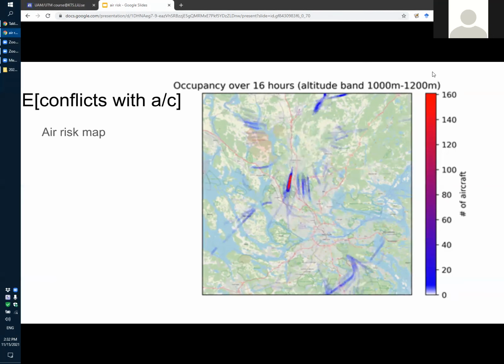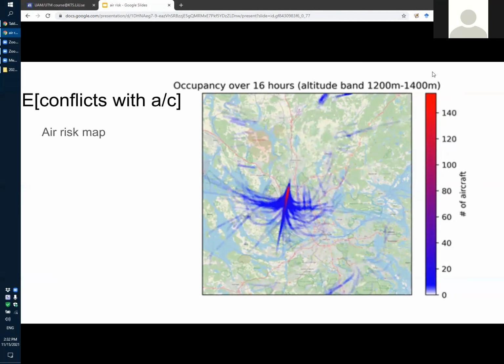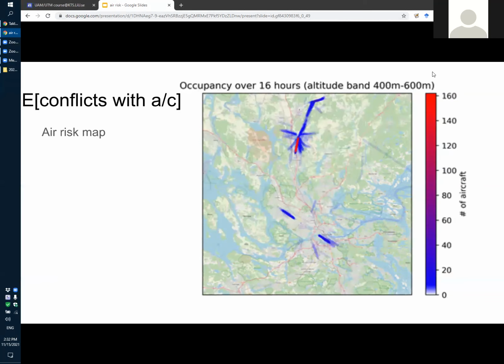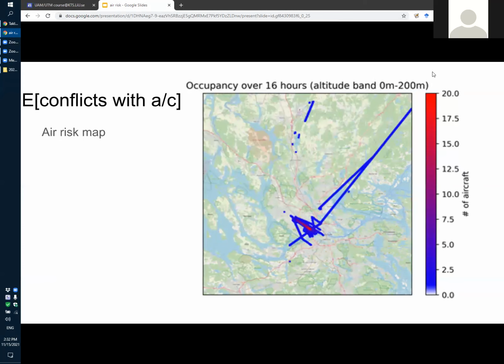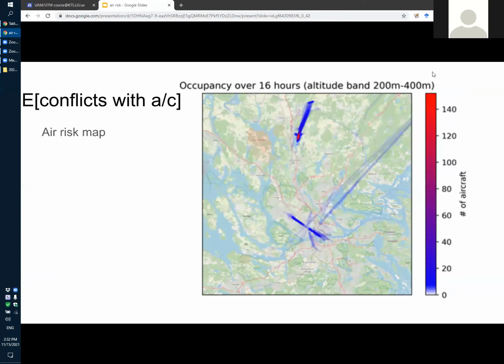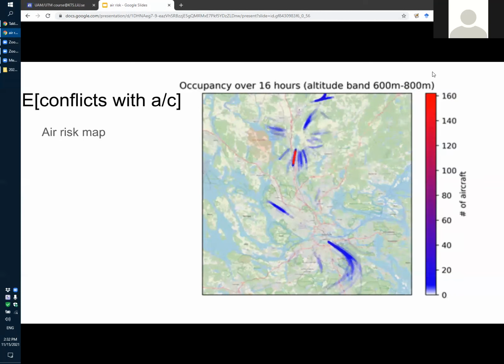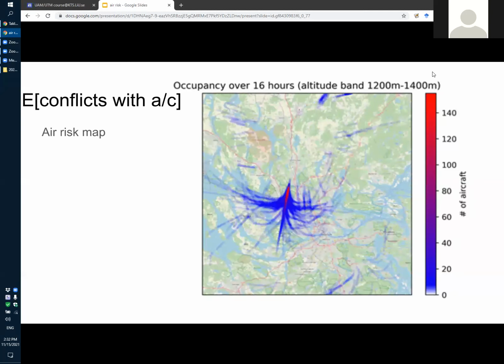And you can almost see how the aircraft are flying out or into the airports. So I'll go again through them, make it like a little movie. So this is close to the ground, higher, even higher, even higher, even higher, and so on. So, well, you can see that different parts of airspace are available for UAM at different heights, because at different heights, you have different parts of airspace occupied by conventional aviation.